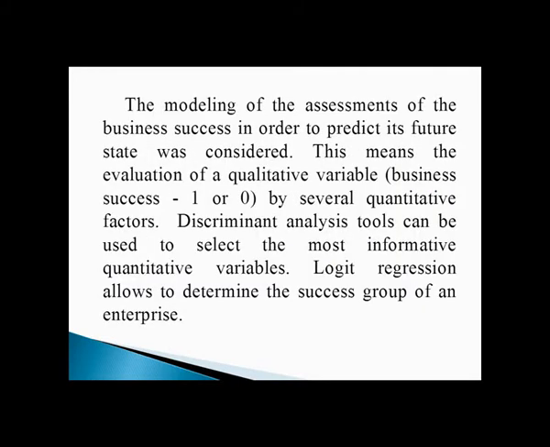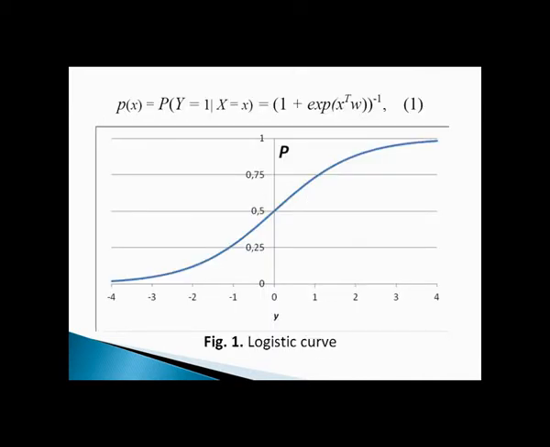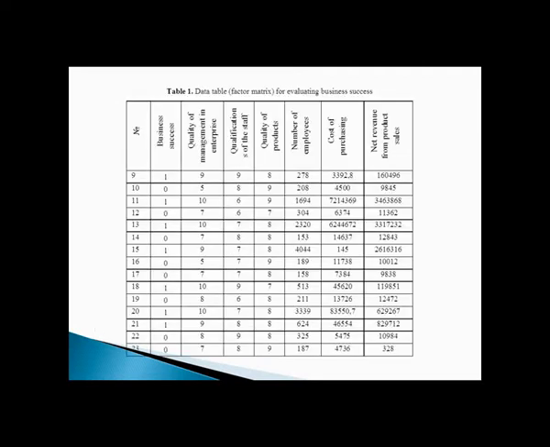The modeling of the assessments of business success in order to predict its future state was considered. This means the evaluation of a qualitative variable, business success, 1 or 0, by several quantitative factors. Discriminant analysis tools can be used to select the most informative quantitative variables. Logit regression allows us to determine the success group of an enterprise. The logit model looks like this, where W are unknown parameters which will need to be assessed. The logistic curve, the solid line, is shown in Figure 1. Table 1 was used to build a model for assessing the success rate for enterprises.